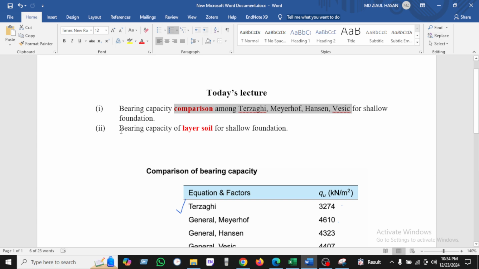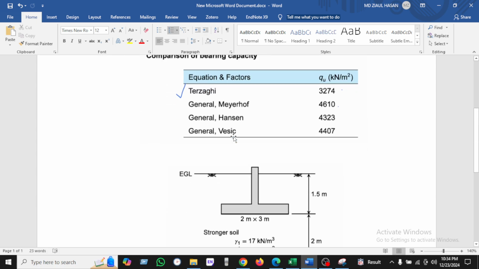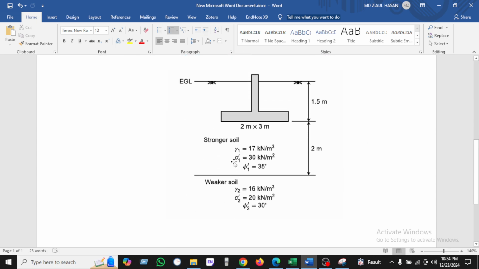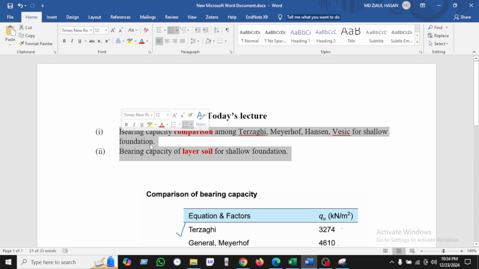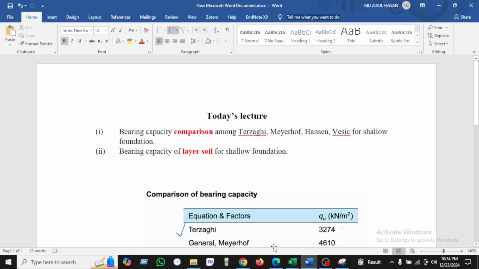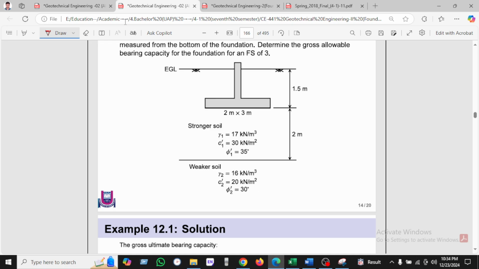And second, the topic is bearing capacity of layered soil. What is layered soil? We can see here the two types of layer. One is strong soil and another is weak soil. So we'll cover these topics. So let's start first of all with the bearing capacity comparison among those.